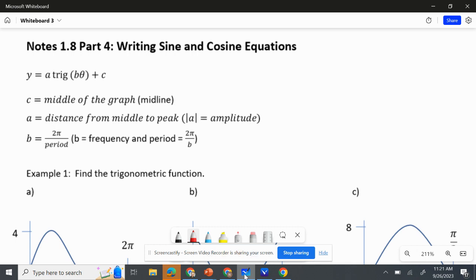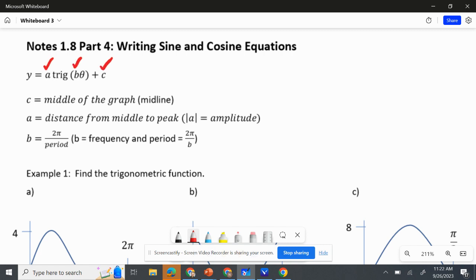Now what we're going to do is we're going to be writing sine and cosine equations. We've been given an equation and we've been graphing sine and cosine. Now what we're going to do is we're going to be given a graph and we have to come up with the equation. Now, we're going to be finding our A, our B, and our C values.